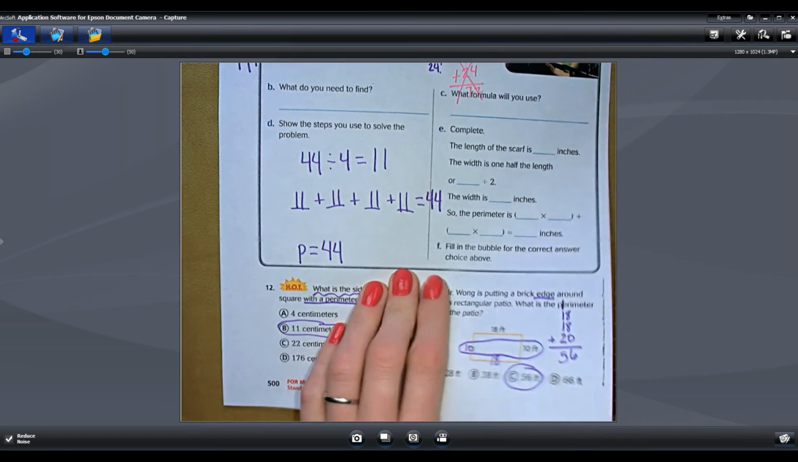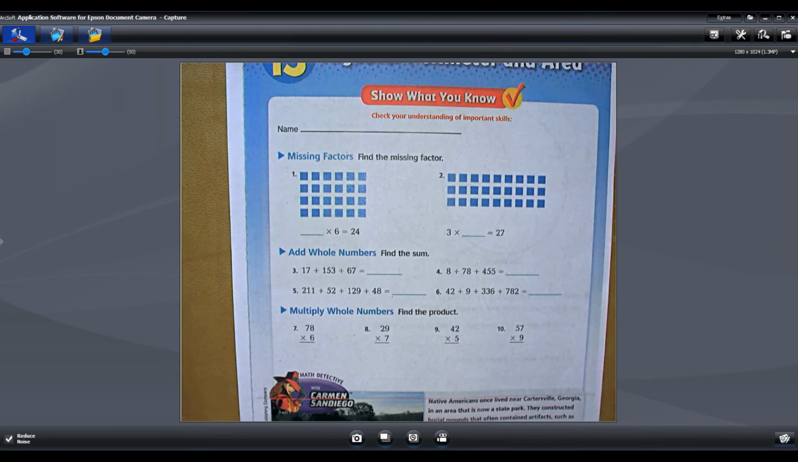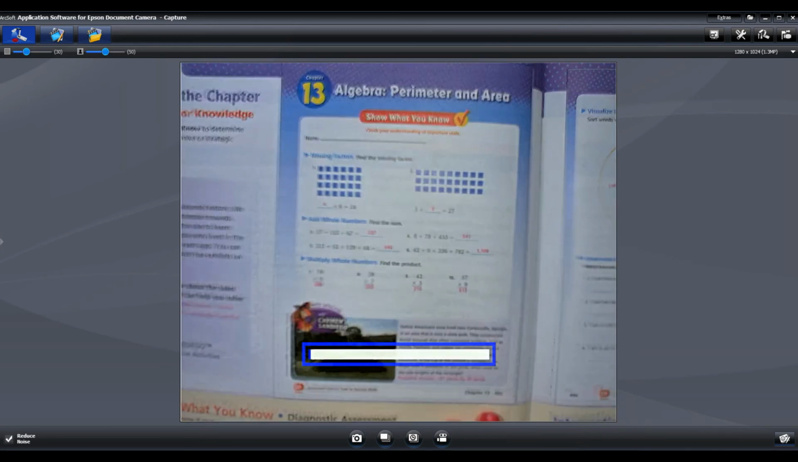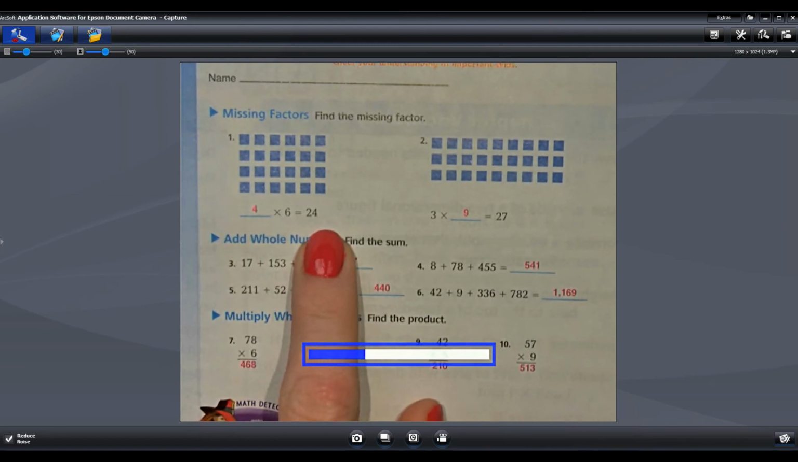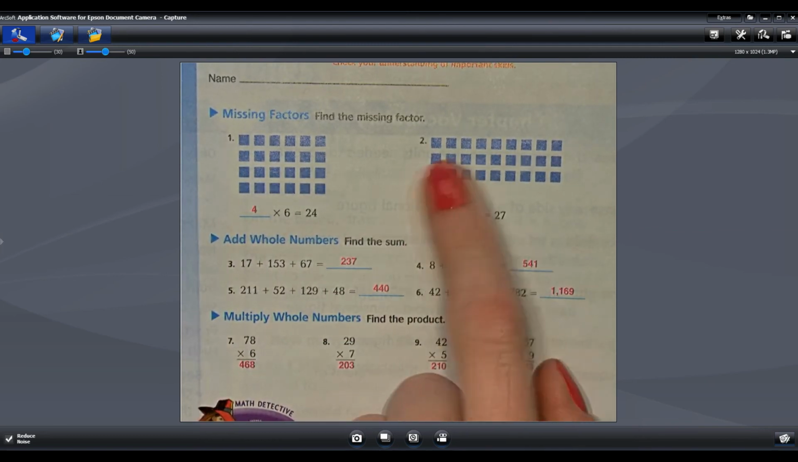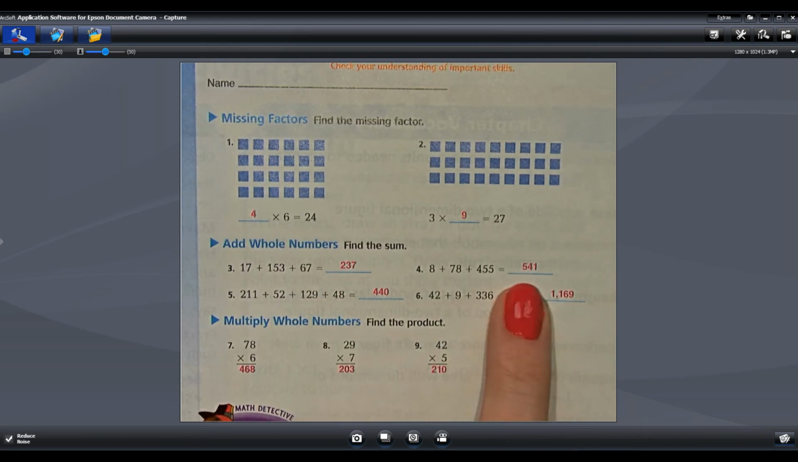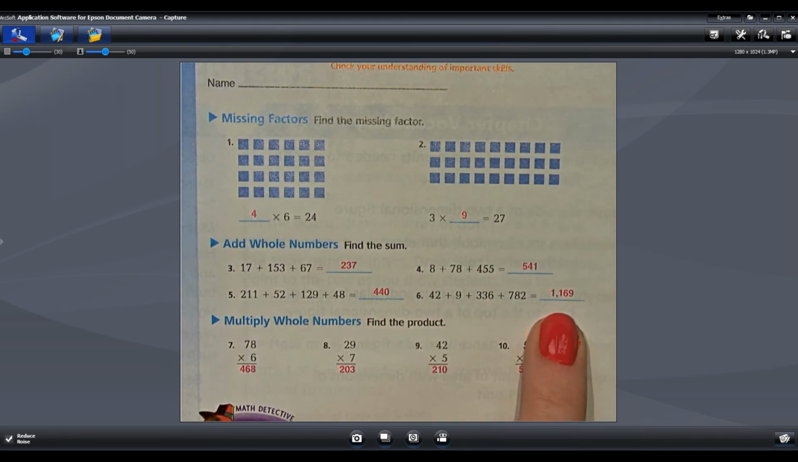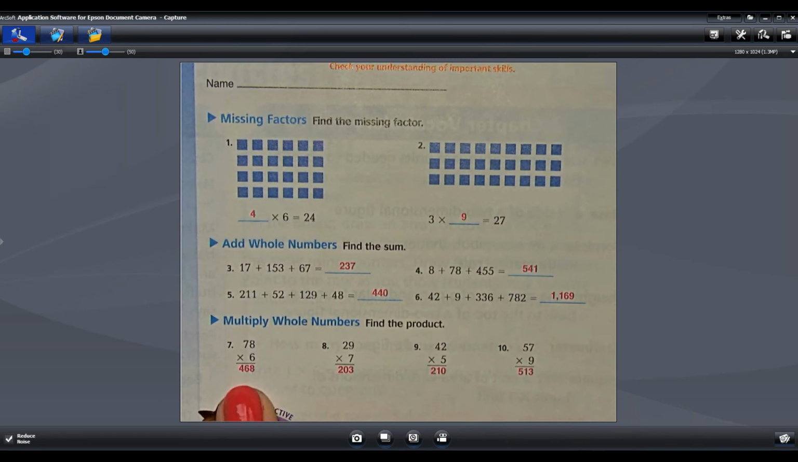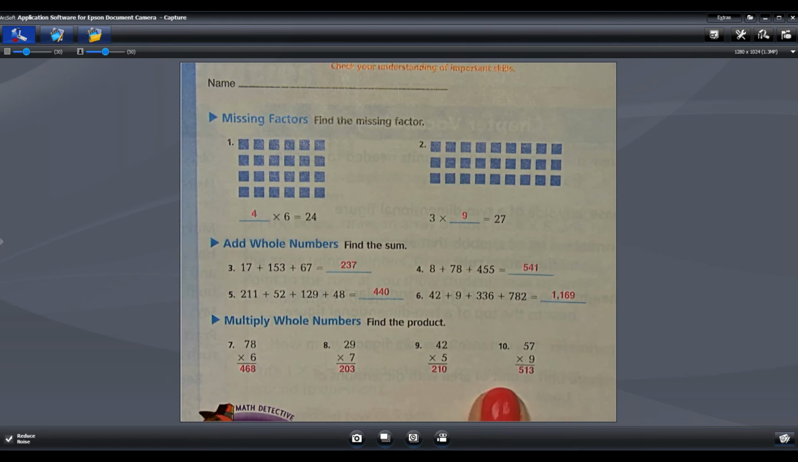All right, back to the answers on the quiz. Before the lesson, I think I threw them right in here. Okay, number 1. Oh, here, I'll just show you my teacher book, okay? That'd be easier. Number 1, 4 times 6 is 24. Number 2, 3 times 9 is 27 because there's 9, 9, and 9, right? Okay, number 3, the answer is 237. Number 4, the answer is 541. Number 5, the answer is 440. Number 6, the answer is 1,169. Number 7, the answer is 468. Number 8, the answer is 203. Number 9, the answer is 210. Number 10, the answer is 513.